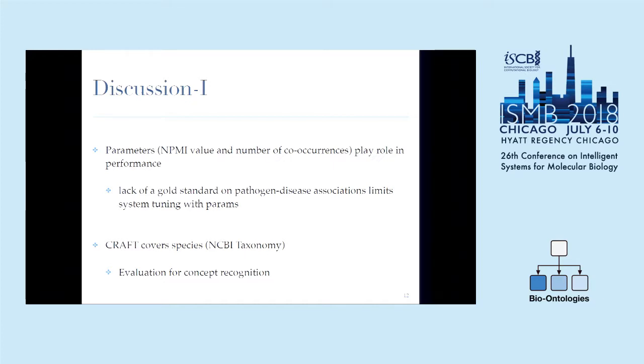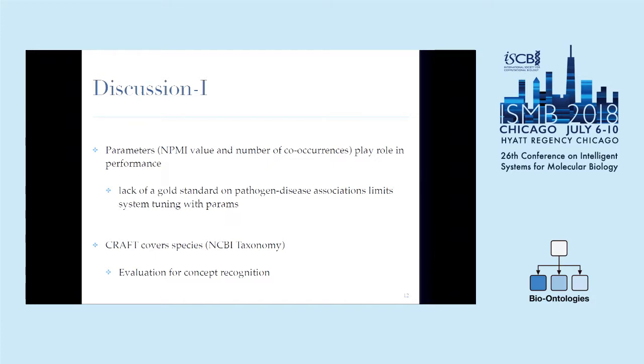So we know that the parameters we used in our system, which are the NPMI value and the number of co-occurrences, play a role in performance. However, there is no gold standard on pathogen disease associations, so we cannot really play around with the parameters to tune the system. It's difficult.